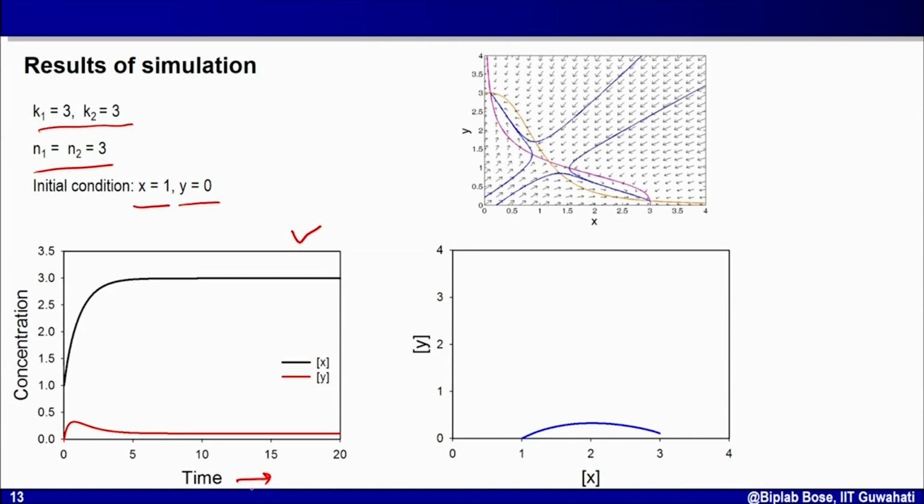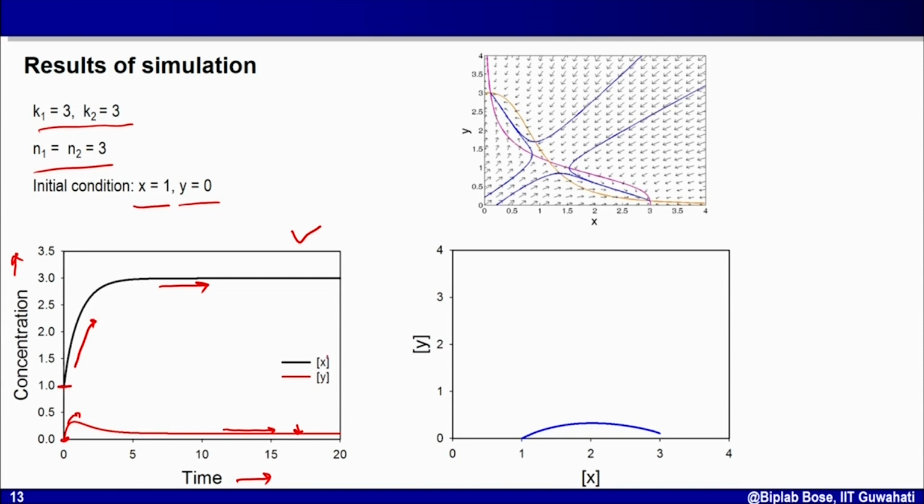So I have time on this axis and concentration of the proteins here. x is starting from 1, this black line is showing the behavior of x, and it is increasing and then reaching the steady state near 3. Whereas y is starting from 0, it is rising slightly and then coming back to another steady state.